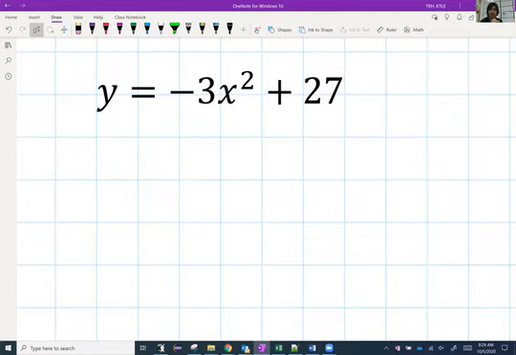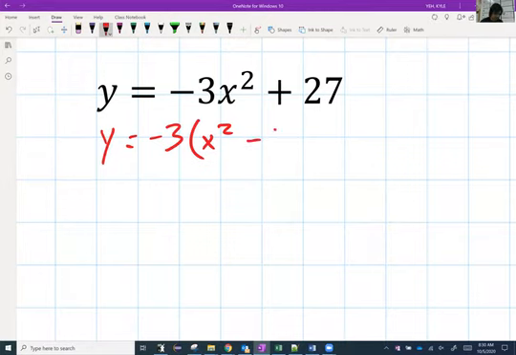Can we factor anything out? Well, both terms have a factor of 3, and I might even recommend negative 3. Let's pull out a negative 3 to make our x's positive, because that's what we want. So y equals, pull out a negative 3, that leaves us with x squared, and what happens if we pull out negative 3 from 27? x squared minus 9.